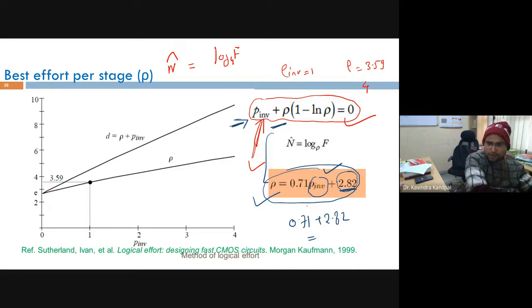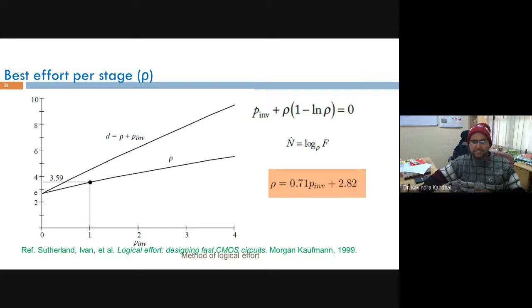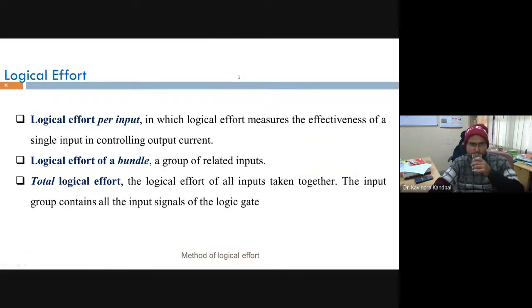So sometimes if you encounter some technology where rho inverter is supposed to be some value other than 1, then instead of solving the equation rho inverter plus rho into 1 minus ln rho, you can directly follow this one. This is the empirical solution, a linear fit. You can clearly see this equation is a linear fit, y equal to mx plus c, where x is the rho inverter. You can also use this one, but in our course, rho equal to 4 will be good enough. This is only for your information.